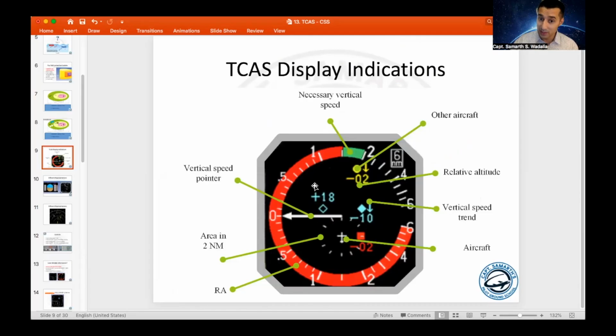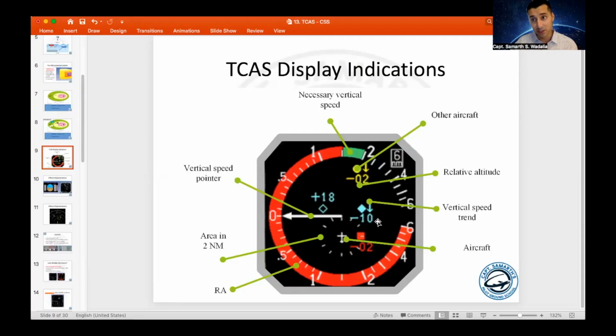Now, this hollow diamond, +18, is within 6 nautical miles of you. We know that because we know that the range of this instrument is 6 nautical miles right now. But he is not 1,200 feet above or below you. He is 1,800 feet above you, which is why this hollow diamond has not turned into a solid diamond, which takes us to our next target, -10.